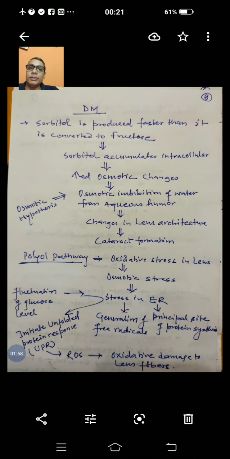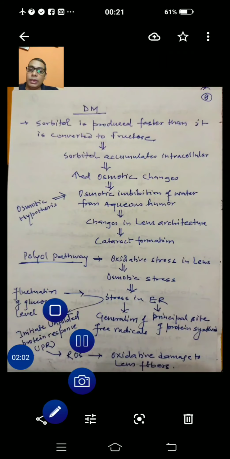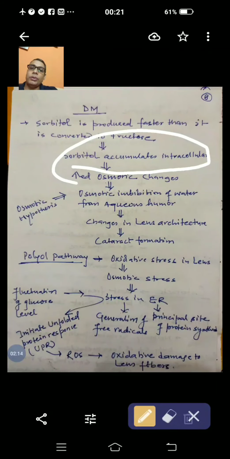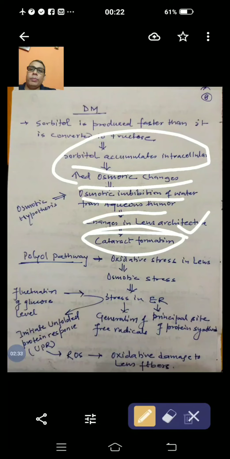It will lead to accumulation of sorbitol, and this sorbitol once it is accumulated will lead to intracellular accumulation, and accumulated sorbitol will be associated with increased osmotic changes in the lens, and there will be osmotic imbibition of water from aqueous humor, and this ultimately leads to change in the lens architecture and formation of cataract. So more production of sorbitol is associated with the formation of cataract in dogs, and this is called the osmotic hypothesis.